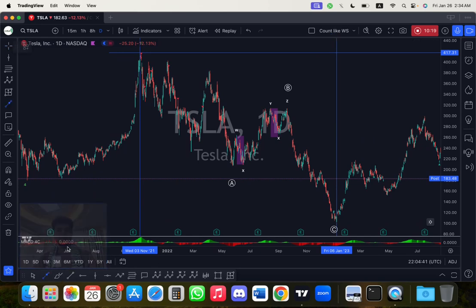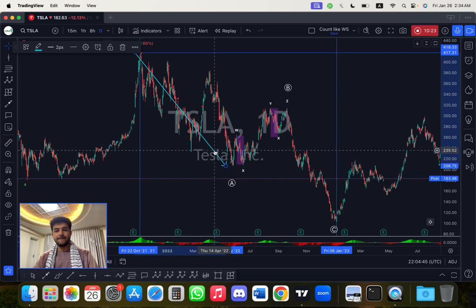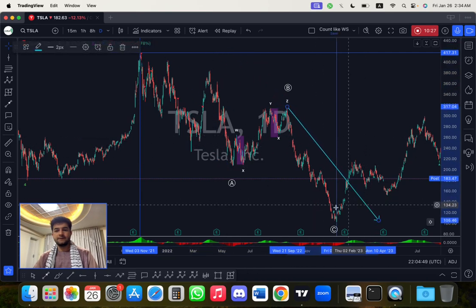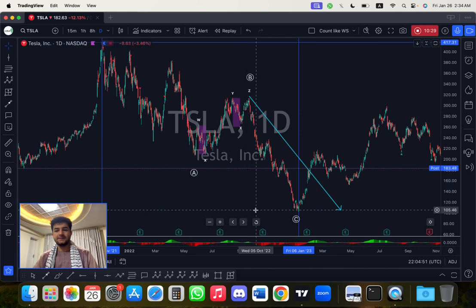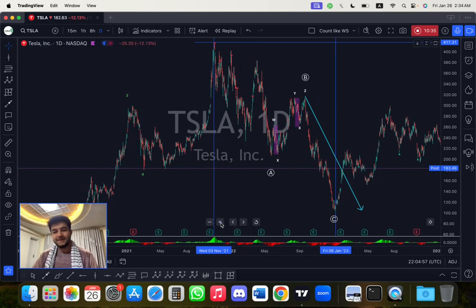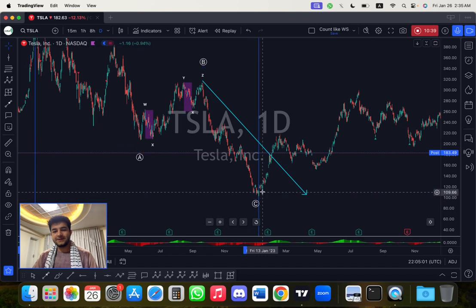Let's check their sizes, and let's put it after the B wave. Are they equal in size? Yes, very similar in size. Exactly similar in size. And guess what? What is my entry into this gem? It's exactly at 118.